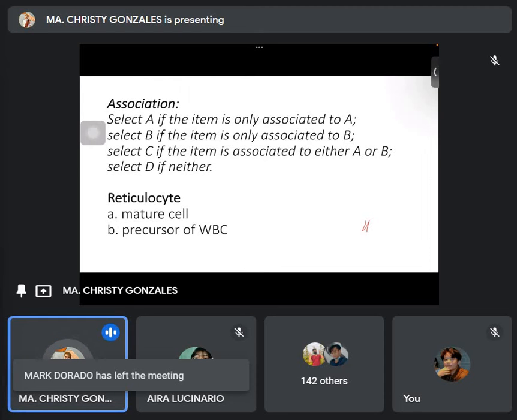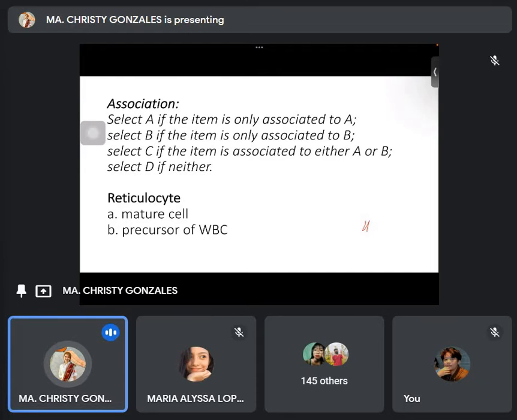So, here, reticulocyte, we're talking about the immature RBC. So, A, mature cell, B, precursor of WBC. So, you know what the answer is. This is an immature cell and this is a precursor of RBC. Therefore, the answer is D, as in dog. So, not associated pareho.